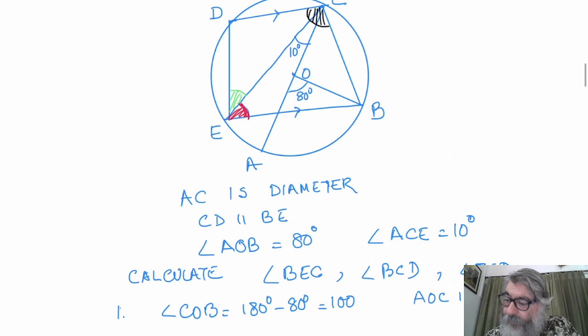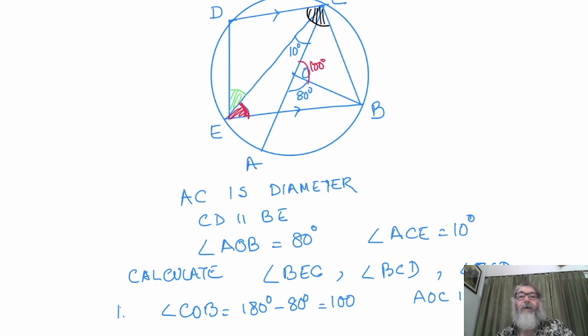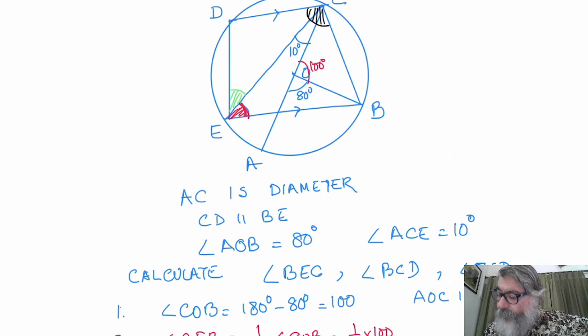Let us write it down. This angle comes out to be 100, because 100 plus 80 will make it 180, which is a straight line. Now, I would say that angle CEB will be half of angle COB, that is half of 100, that is 50 degrees.